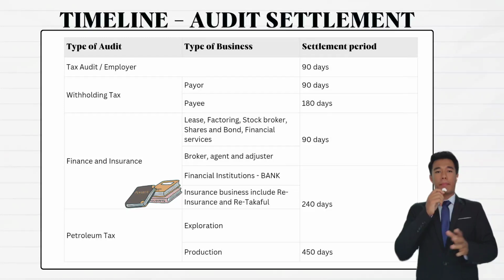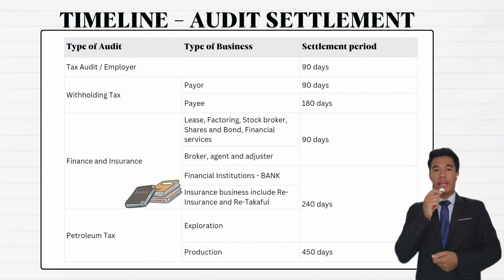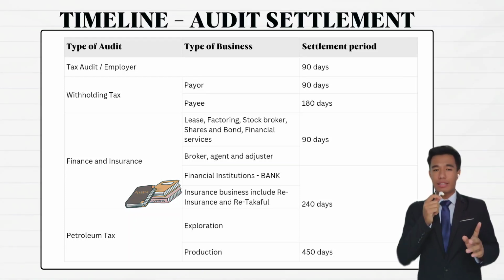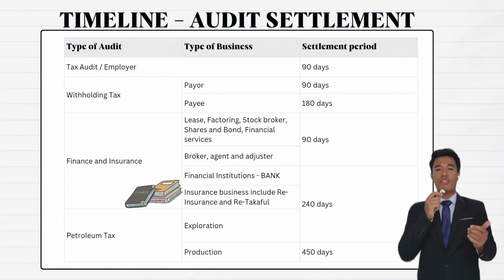Tax audit cases must be completed within the following period starting from the date the audit was initiated. For example, a tax audit must be completed within 90 days. Besides finance and insurance, businesses such as lease, factoring, and broker must be done within 90 days, while financial institution and insurance business must be done in 240 days. However, the period does not apply to cases where further verification is required from the relevant parties.